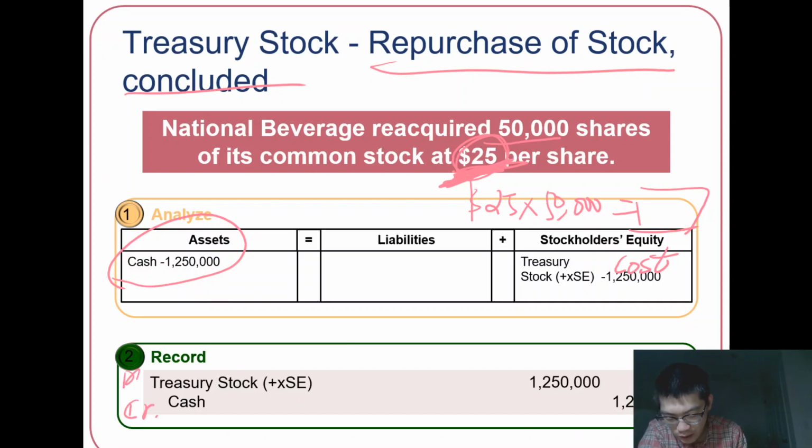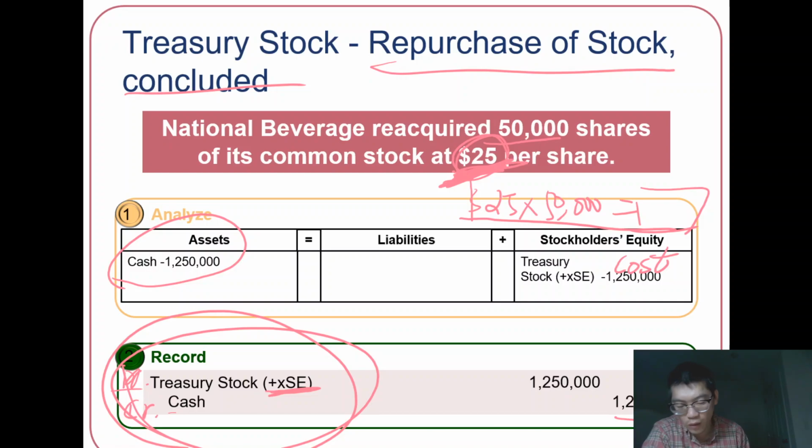Okay, and we have a contra stock equity account, and then it will increase on the debit side, right? So debit treasury stock for $1,250,000. Okay, that is the total cost of the 50,000 shares, and then the cash balance decreases by that much. All right, so this is always how we record it when we reacquire common stock back from the market.